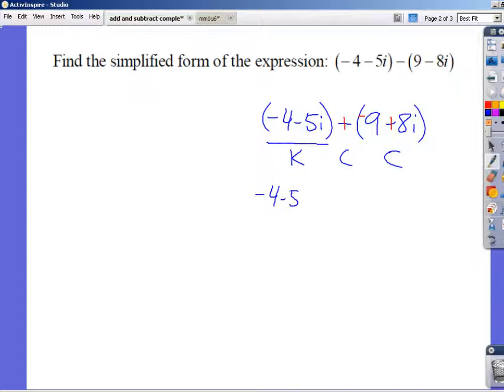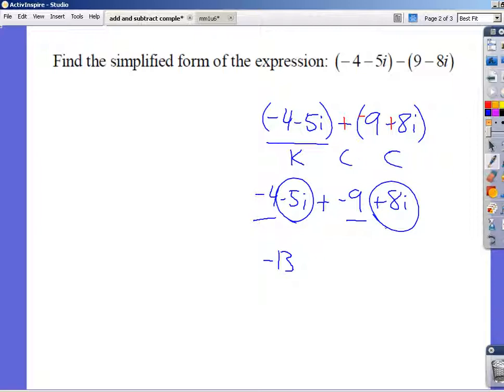So -4 minus 5i, now we've got an addition problem, plus -9 and positive 8i. Now we're back to it's an addition problem. We're going to combine our like terms. That's -13, and we're going to combine those like terms, the imaginary components, and that's plus 3i. And that's in the right format. If it was 3i minus 13, it would not be in the right format. We'd want to switch it around.